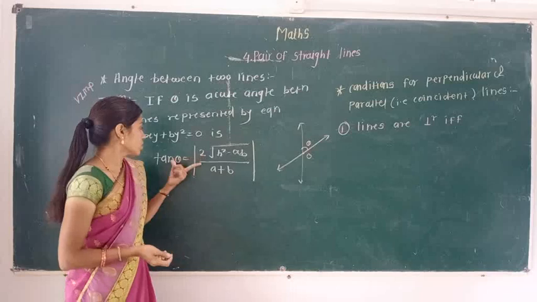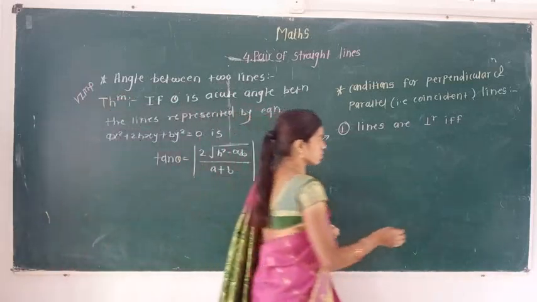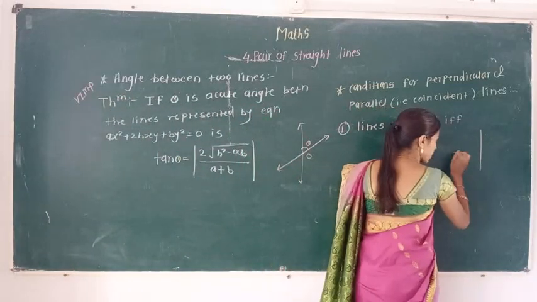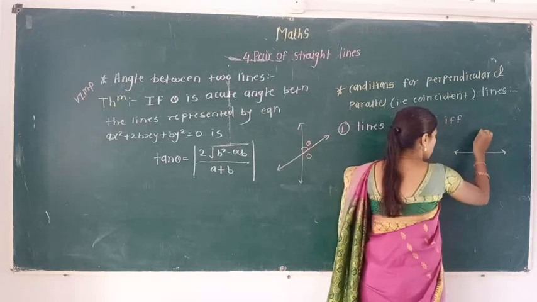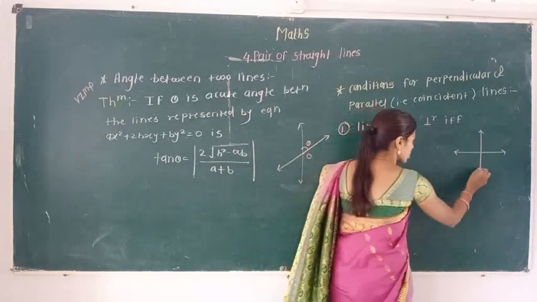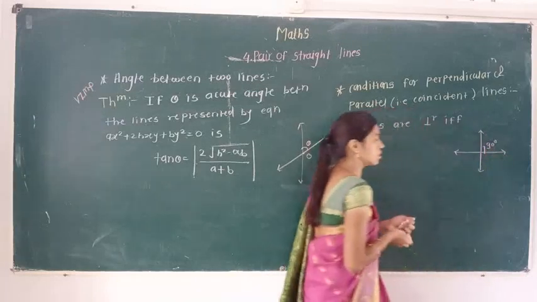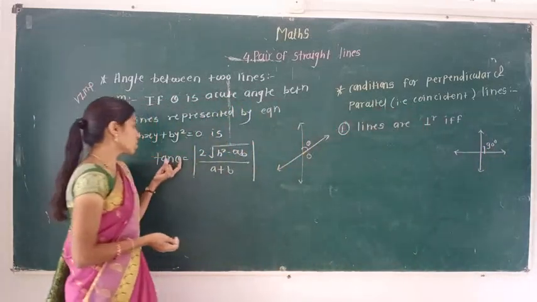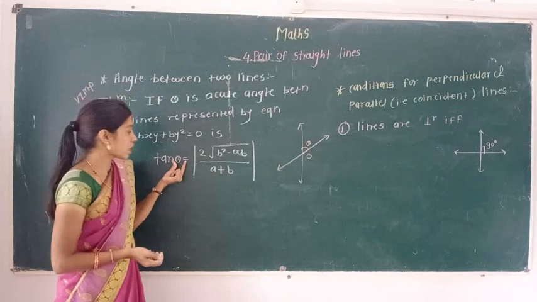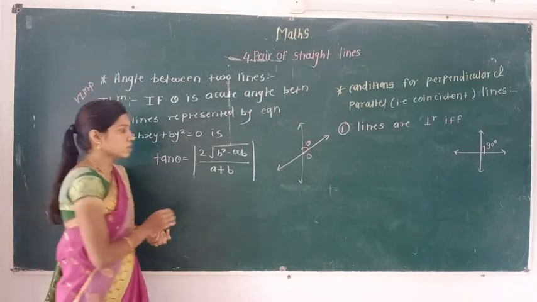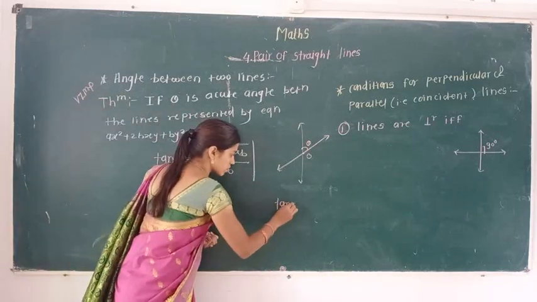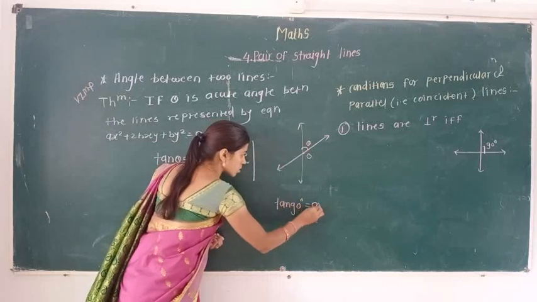See here, in these two lines, here is the first line, here is the second line. These two lines are perpendicular to each other, so the angle between these two lines is here 90 degree. Okay, now here we can put theta is here 90 degree. And we know that tan 90 is not defined.